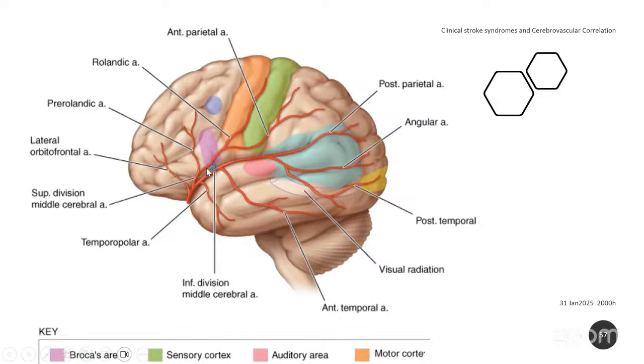We have seen the anterior cerebral artery, which has got the callosomarginal and pericallosal arteries, and all those branches which we have seen in the anterior cerebral artery. This is a middle cerebral artery.